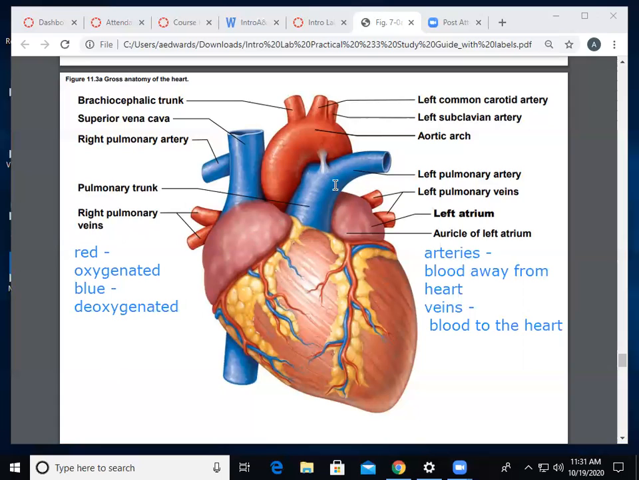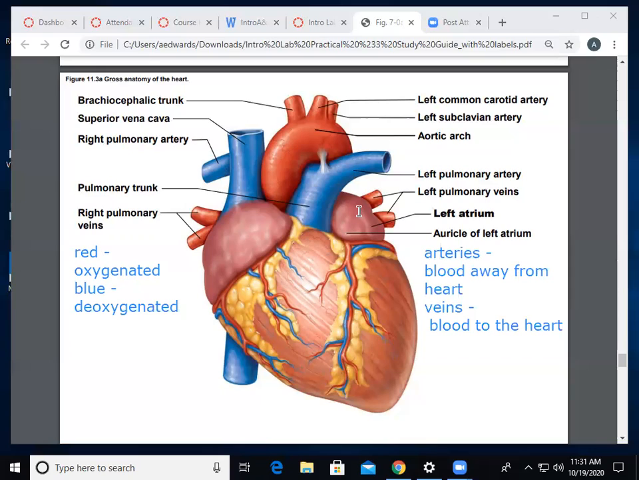So the pulmonary trunk and the pulmonary arteries are blue because they have deoxygenated blood. That should make sense because they're going through the lungs to pick up oxygen. Okay, and you got to remember this is from the patient's perspective. So this is the left side. This is the patient's left. This is the left pulmonary artery. Going underneath the aorta is the right pulmonary artery. Left pulmonary artery goes to the left lung. Right pulmonary artery goes to the right lung. Okay?